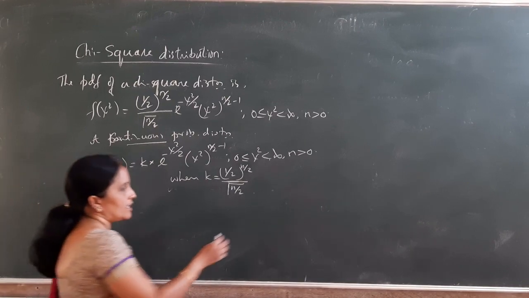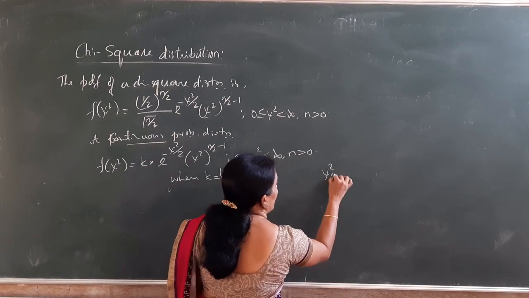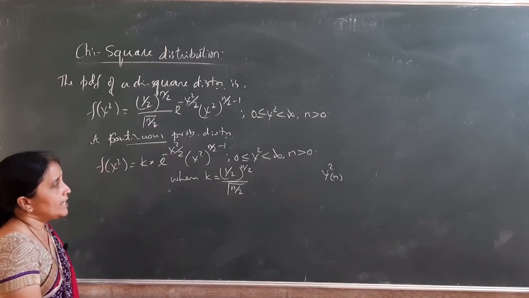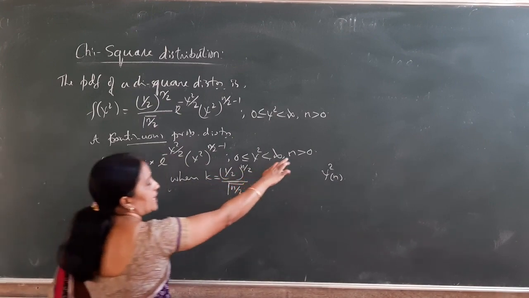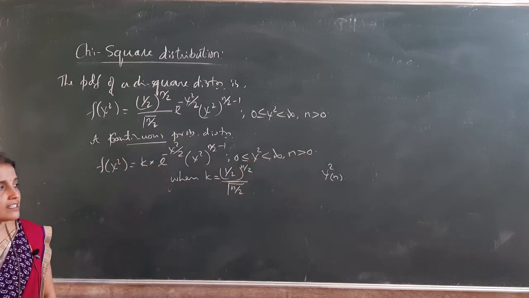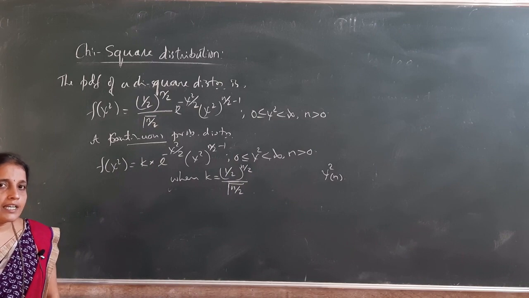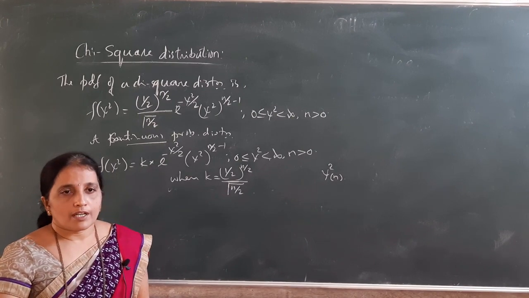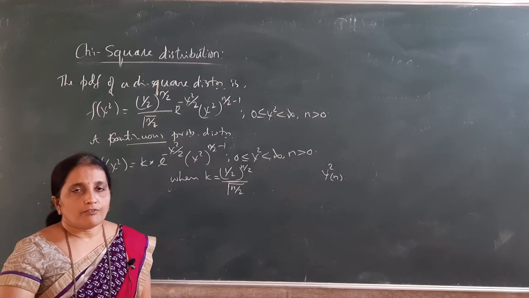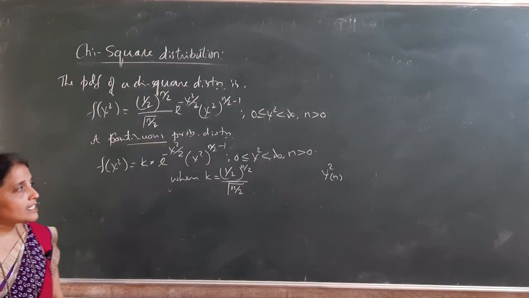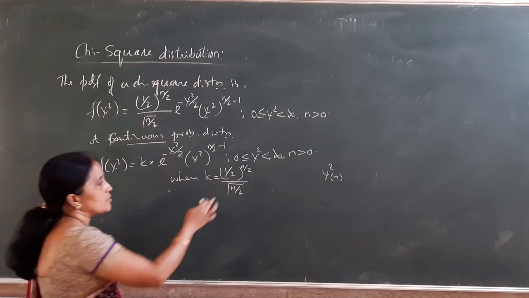Notationally, we can write chi-square with n degrees of freedom. Here n is greater than 0. The parameter of the chi-square distribution is n, where the parameter n indicates the degrees of freedom. So a chi-square distribution has n degrees of freedom, which is also considered as the parameter of the distribution. What is the range of the chi-square distribution?